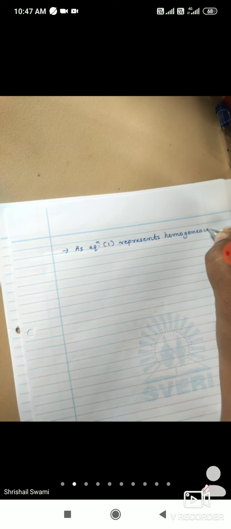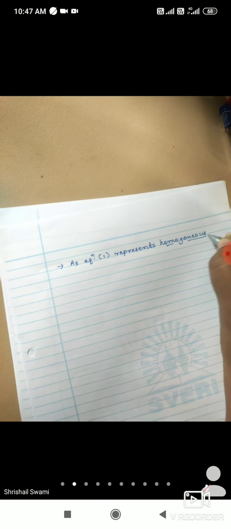Okay, so I will write: equation 1 represents a homogeneous linear differential equation, LDE. You can underline it so that you can understand.